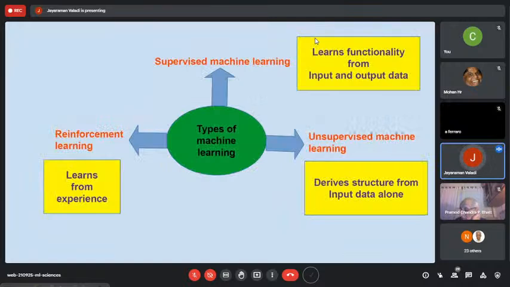There are essentially 3 different types of learning methodologies. One is the supervised learning methodology. It learns the functionality from both input and output data. In unsupervised learning, we do not have any output data; we derive the structure from input data alone. Whereas reinforcement learning methodology learns from experience, whereas supervised methodology learns from data.